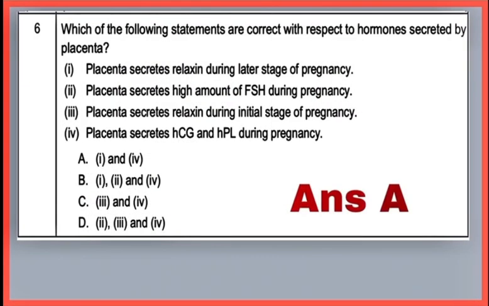Question number 6. Which of the following statements are correct with respect to hormones secreted by placenta? Option A is correct. Statement 1: placenta secretes relaxin during later stages of pregnancy, and statement 4: placenta secretes HCG and HPL during pregnancy. HCG is human chorionic gonadotropin and HPL is human placental lactogen.